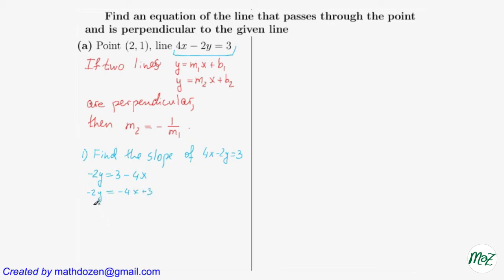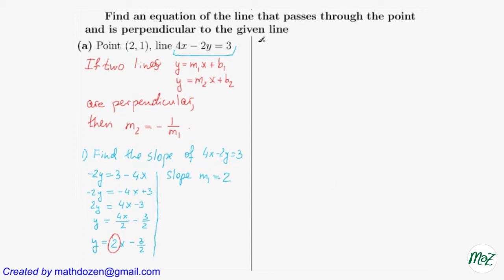I will multiply all the way through by negative 1 to make it 2y is equal to 4x minus 3, and then divide by 2. Y is equal to 4x divided by 2 minus 3 over 2, which in simplified form becomes y equals 2x minus 3 over 2. That gives us the slope of the line. The slope is this coefficient in front of x. This is the slope of the first line.